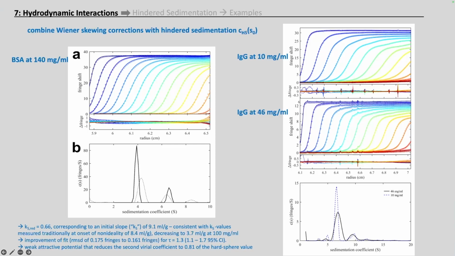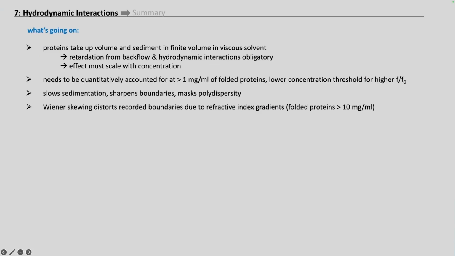However, the slope of the concentration dependence decreases substantially to 3.7 ml per gram at 100 mg per mil, which highlights the nonlinearity of the hindered sedimentation and the importance to abandon the limited framework of conventional nonideality coefficients. Interestingly, the fit can be slightly improved further if we allow for slight stickiness of the proteins, corresponding to a weak attractive potential. This concludes the presentation of hydrodynamic nonideality.